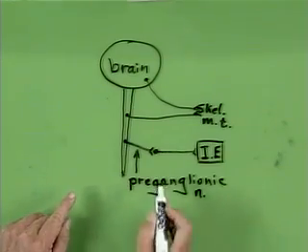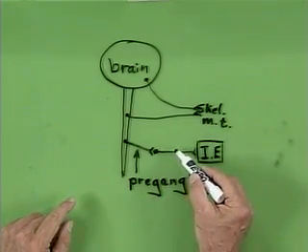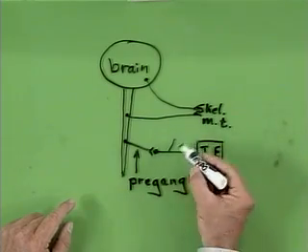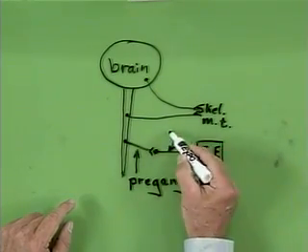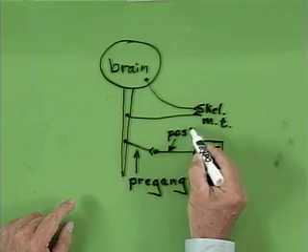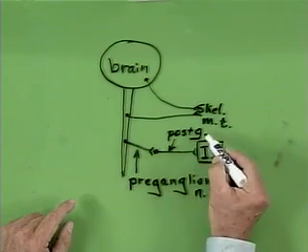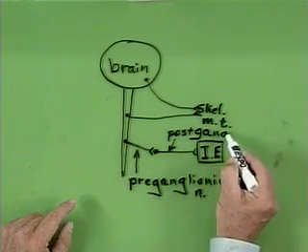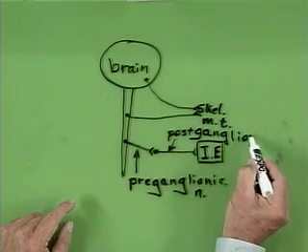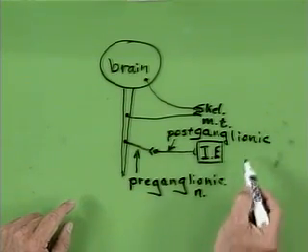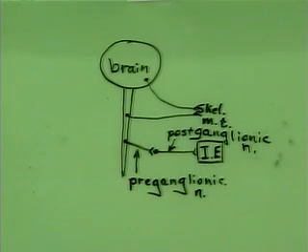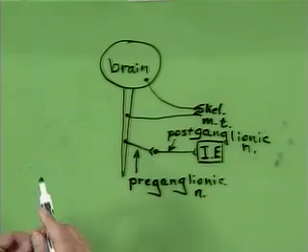These are in a linear series. This second neuron is called the postganglionic neuron. I'm going to write P-O-S-T. I'll try to sneak it all in there, but it's getting kind of small, isn't it? Sorry about that. It's also sneaking off the edge on me. Postganglionic neuron. So we have a preganglionic neuron and a postganglionic neuron.